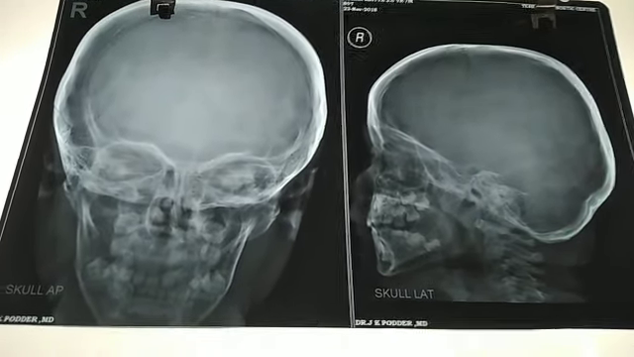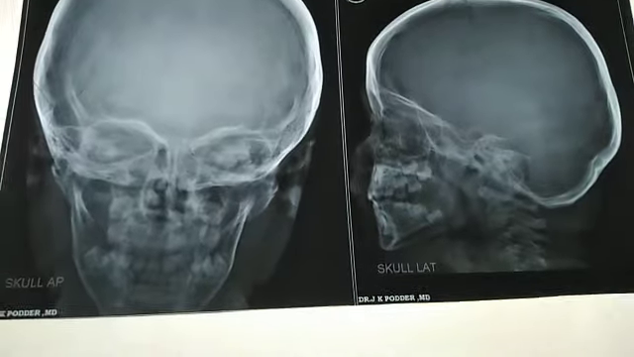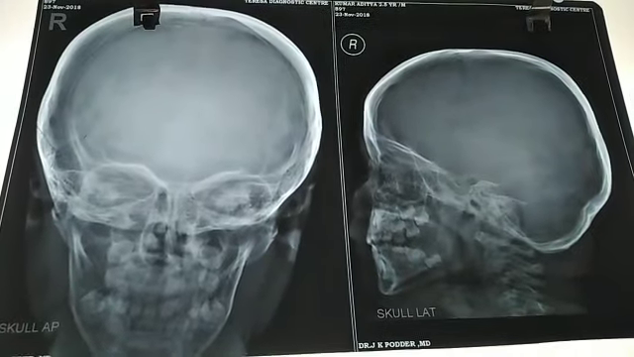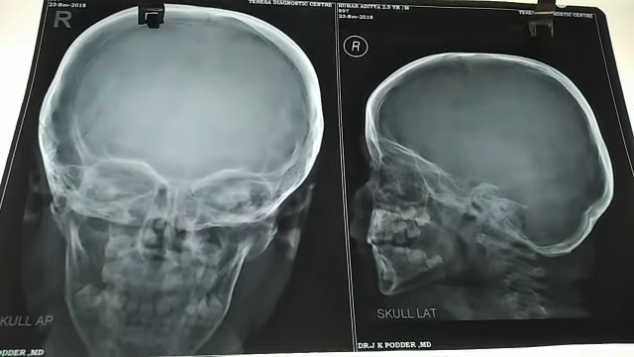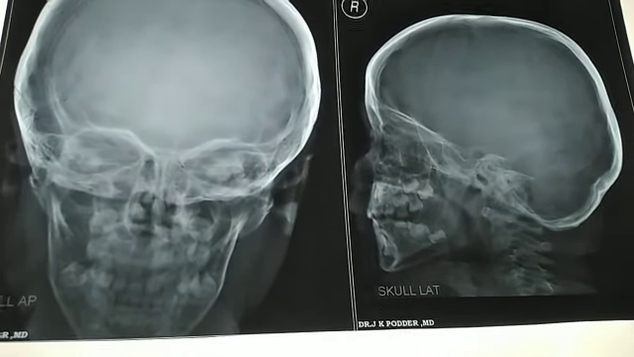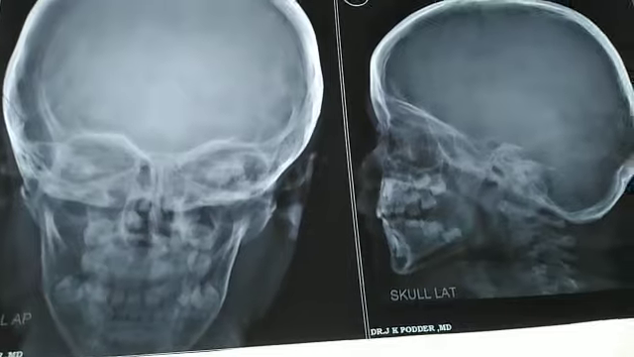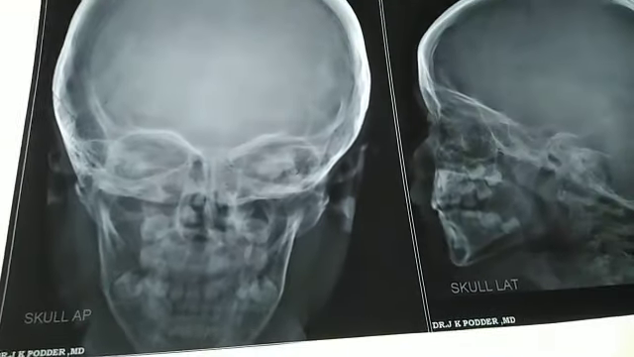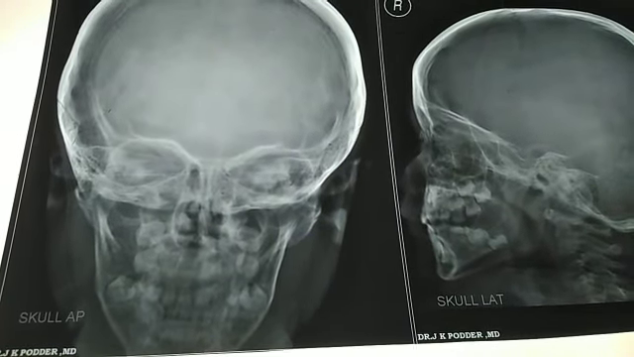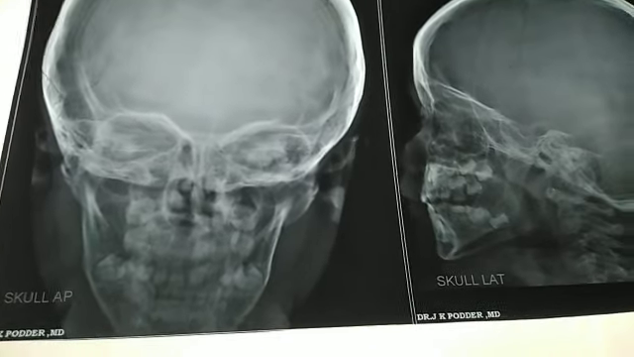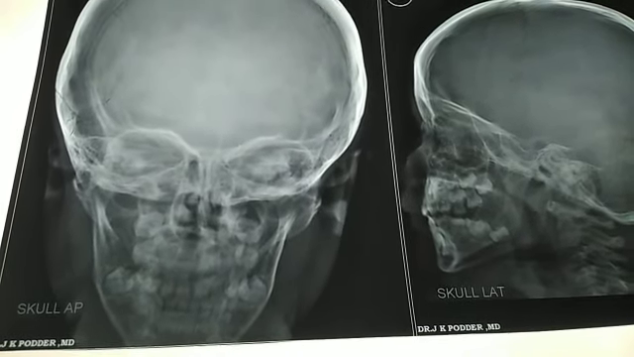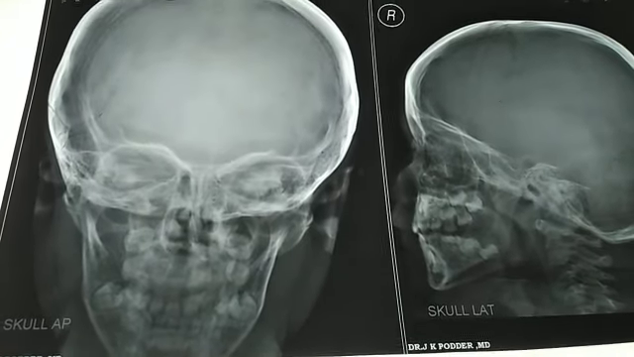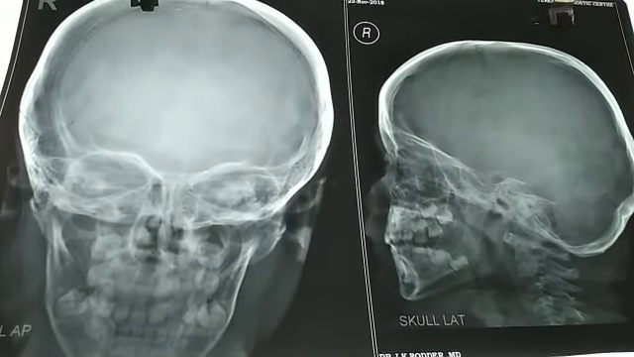Here you can see this is a skull AP and lateral view. I don't want to show you the skull AP and lateral view. This is not my area of interest, but what I'm going to show you here is mainly the sinus area. This view has a similarity with our Caldwell view of PNS, and this is mainly to see the ethmoid sinus. And you can see this is a pediatric X-ray.